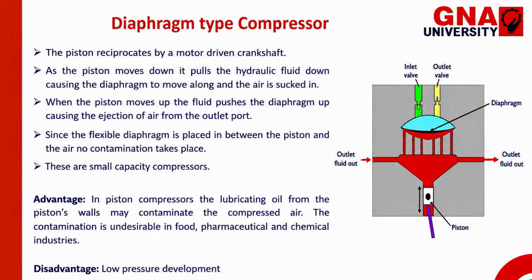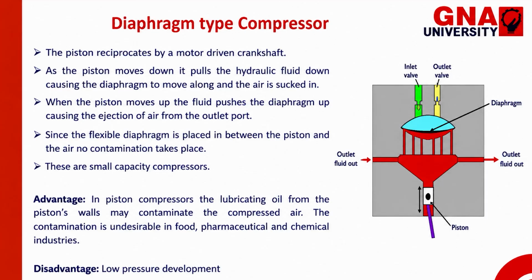Now, what is the advantage of the diaphragm type of compressor over the orthodox compressors like reciprocating compressors? We know that in the reciprocating compressor there are oil rings that keep on lubricating the piston. So there is the presence of oil in the cylinder, and when the air enters that cylinder, it gets contaminated with the lubricating oil that is present inside the cylinder.